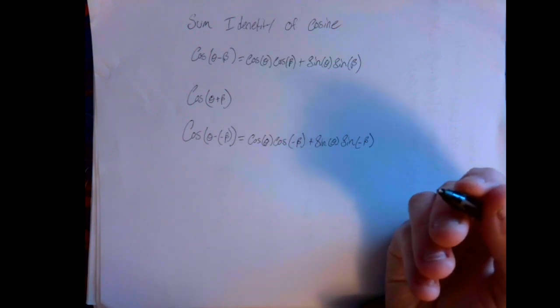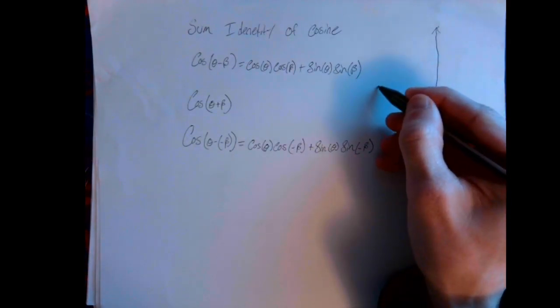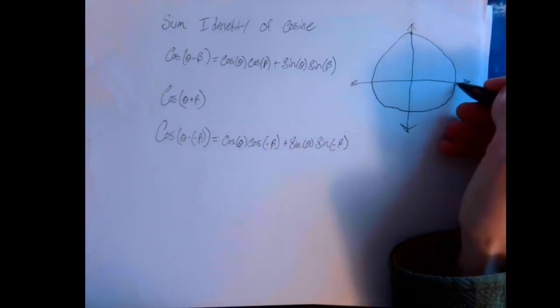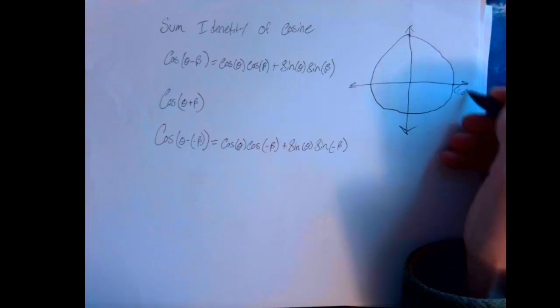In order to figure that out, we have to know our even and odd identities. So let's do a recap of the even and odd identities here. This is a circle, our unit circle. So we can call a point with its trig identity.